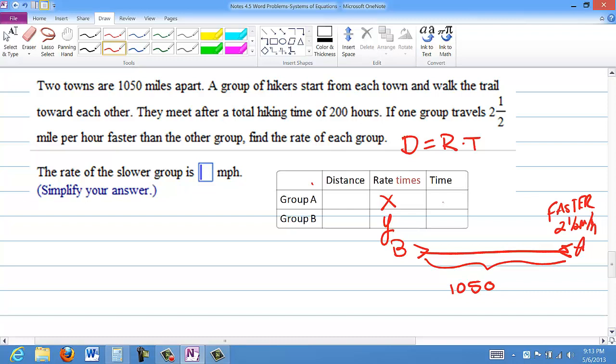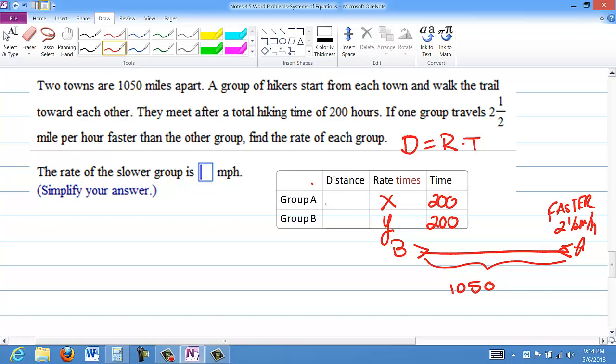Now, the time, we know that they were each hiking for 200 hours, so we know their time. The only thing we know about their distances is that the distance between the two towns was 1,050. So when they meet, combined, they will have covered the 1,050 miles.